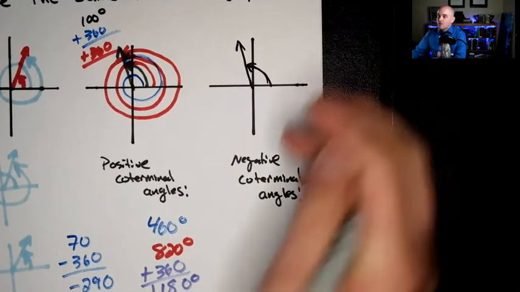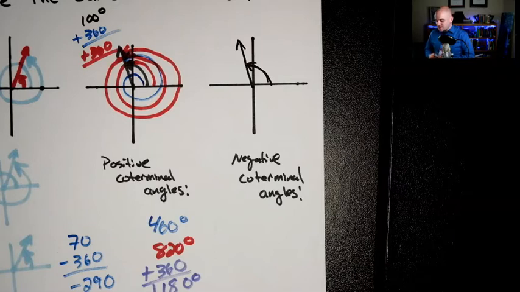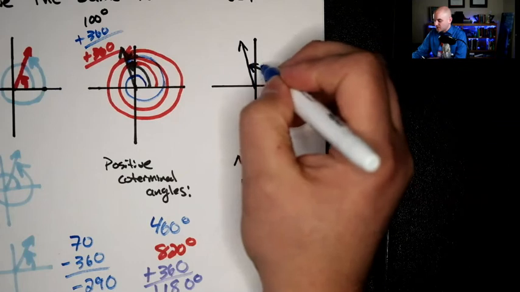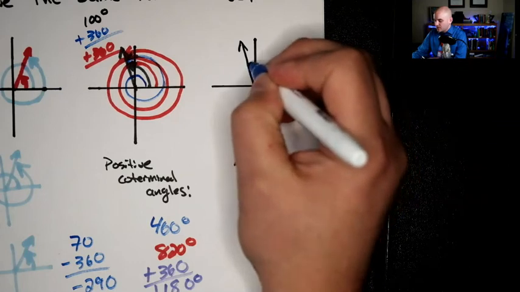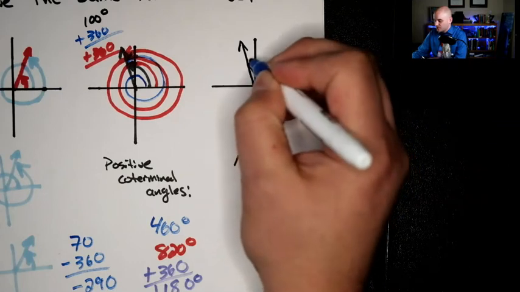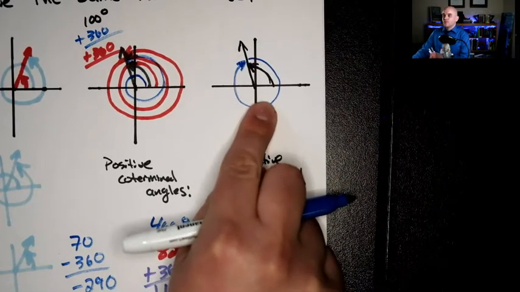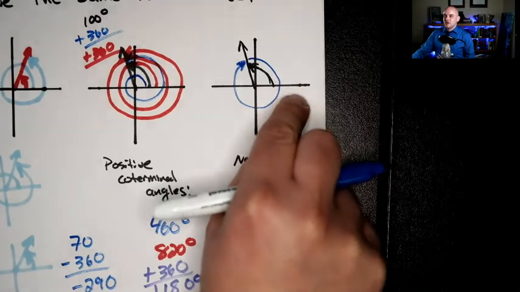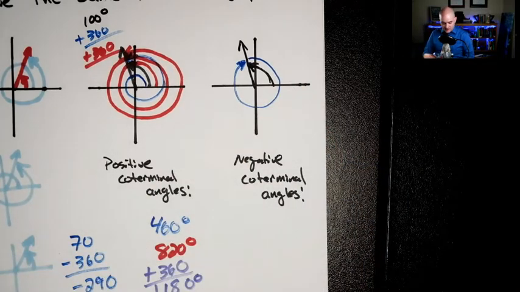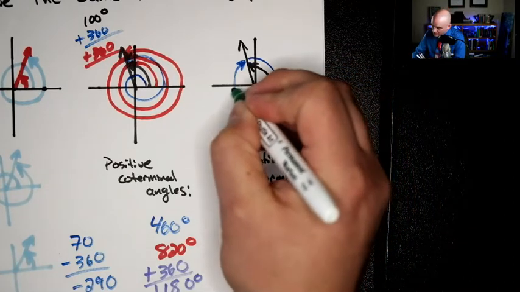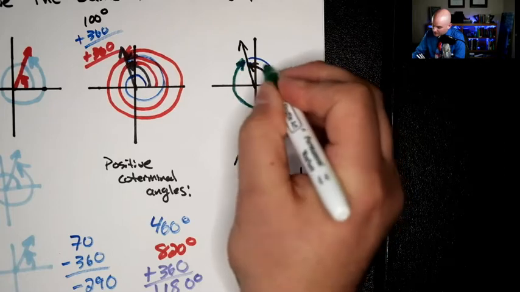So I'm going to go out to that 100 mark, but this time I'm going to go the opposite way. Let's subtract a circle from it. If I went up to 100 and then subtracted a circle, I'd be going around like this right here. Now this angle, remember, has to start at the initial side. So this angle actually starts, I'll draw it in green, right here and traces around to right here. We don't count this first 100 degrees.